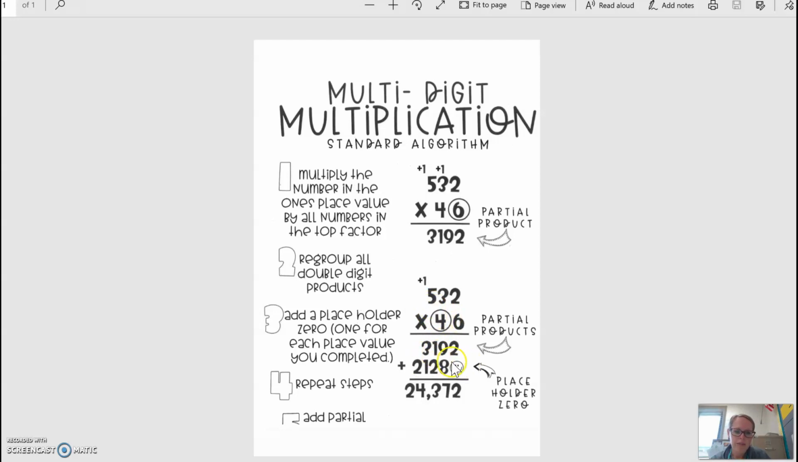When I finish that piece, I'm not done yet. I have one more step. I need to add all these together, and then that would be my final answer. So let's go ahead and try this out together.